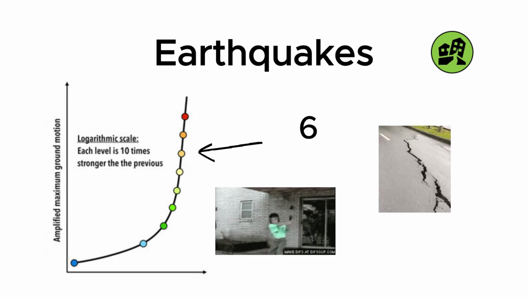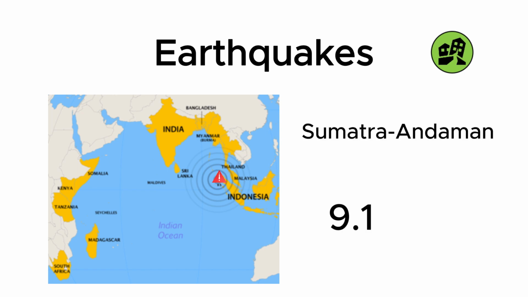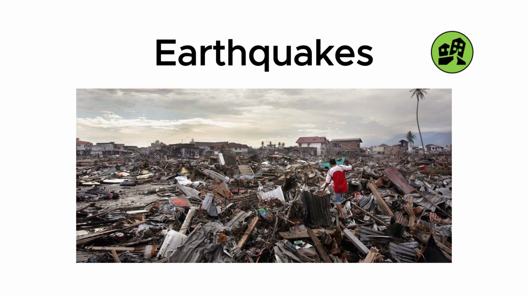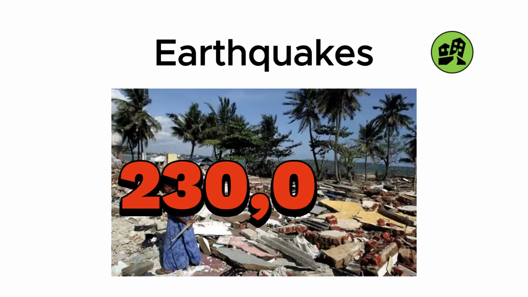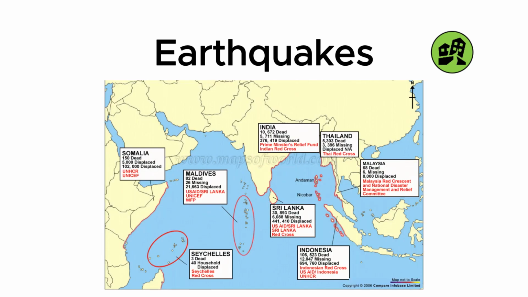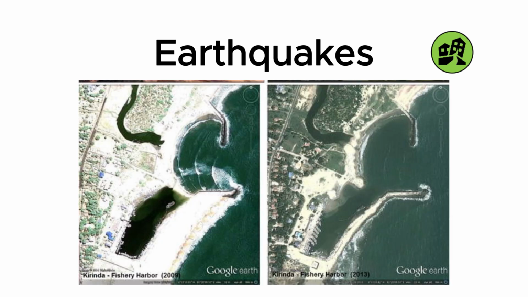Back in 2004, the Indian Ocean earthquake, also referred to as the Sumatra-Andaman earthquake, measured 9.1 to 9.3 on the Richter scale. It was one of the deadliest natural disasters in history, triggering numerous tsunamis and killing over 230,000 people across 14 countries. The earthquake was so strong it caused waves to reach over 30 meters in height, and not only caused widespread destruction but permanently altered coastal landscapes.